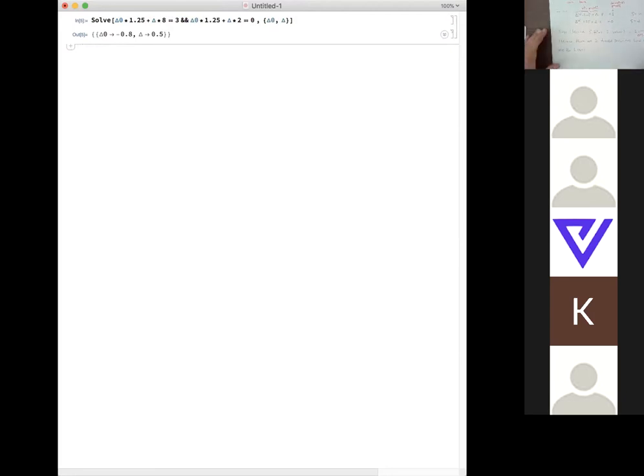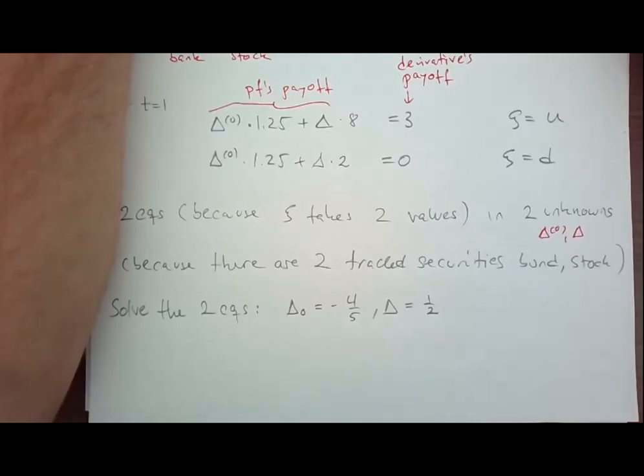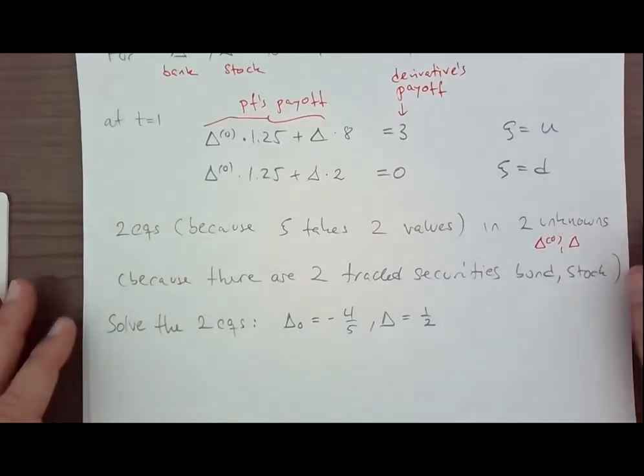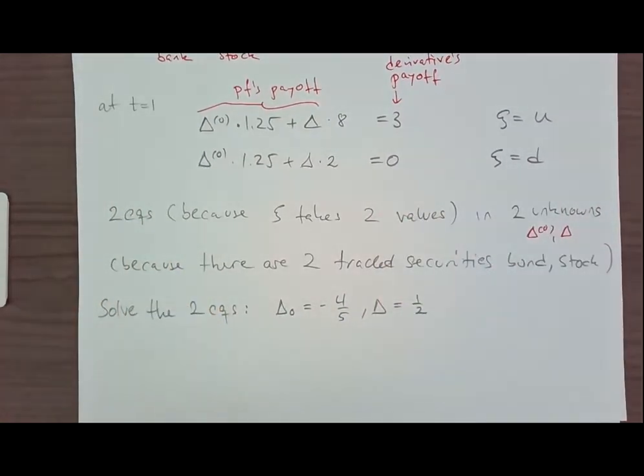So let me write that on my document camera. You might still be able to see it up in the corner. So I'm going to get delta 0 is minus 4 divided by 5, and delta is half. So you can see this is fairly easy to do in Mathematica. And it's handy because we're going to be looking at different derivatives in just a second, and then it's handy to have it available.